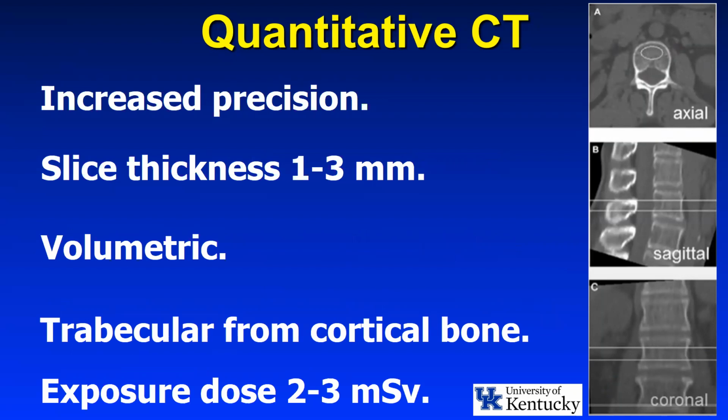It differentiates and distinguishes trabecular from cortical bone. DEXA scan cannot do that. The major limitation is the cost and the radiation exposure, of course.